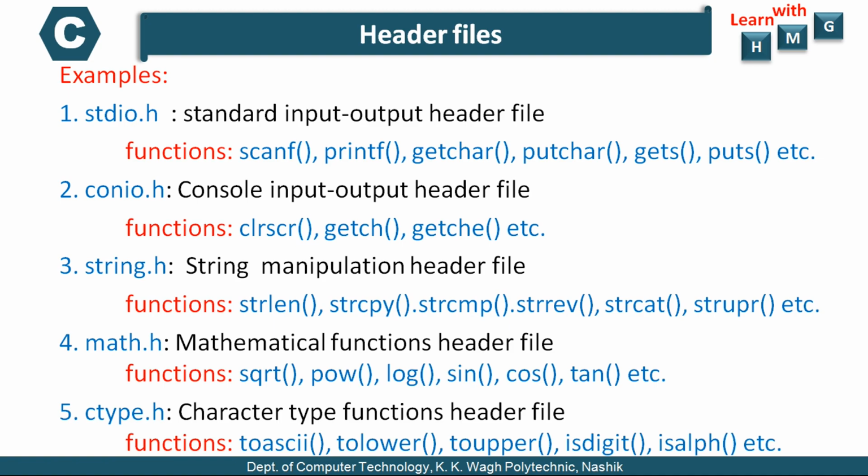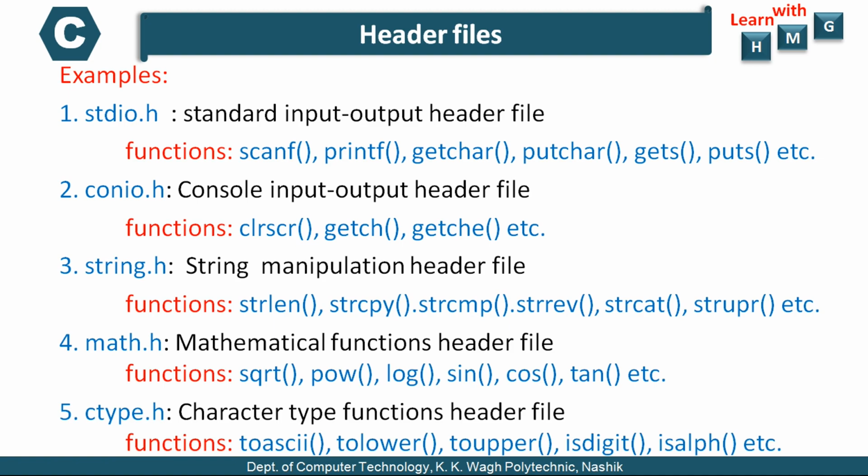So these are only 5 examples of header files and a few functions within them. Like this, around 25 to 30 header files are there in C, and the total functions are also around 400 to 500. You should know all these functions, and for that you should go through the library of all the library functions and their header files.